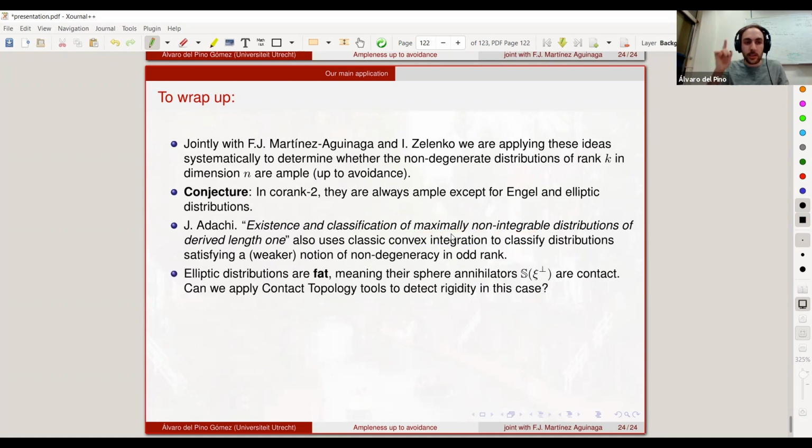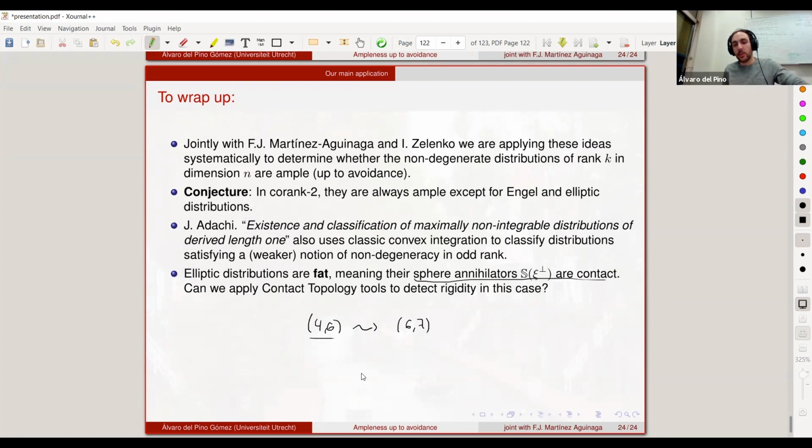And okay, last comment, I'm done, I'm sorry. We've been saying that elliptic things, convex integration, even in this sense, just goes badly. But this is hardly a surprise, because elliptic distributions are what you would call fat, which is that their annihilators are contact. So that means, for instance, in the 4-6 case, out of every 4-6 compact manifold, you produce a contact manifold of dimension 7, also compact. It's an S1 bundle on top of this.